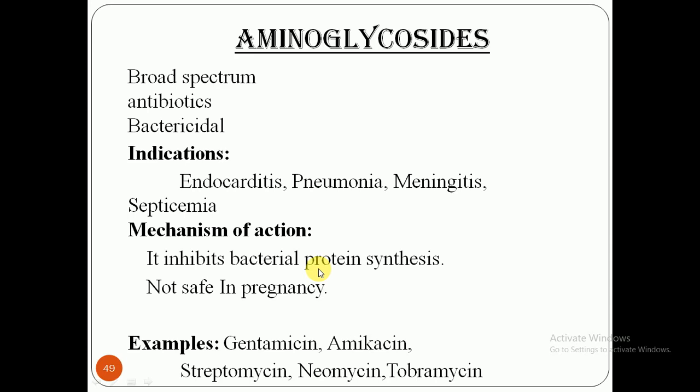This group of antibiotics, especially the aminoglycosides, is not safe in pregnancy. It cannot be used during pregnancy. There are certain complications related to this group of antibiotics. After use of these drugs, there are some toxic reactions, or ADR, adverse drug reactions, which are reported with these agents. So aminoglycosides are not safe in pregnancy.